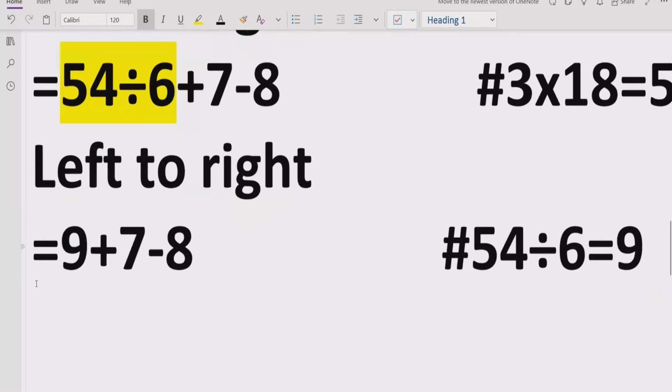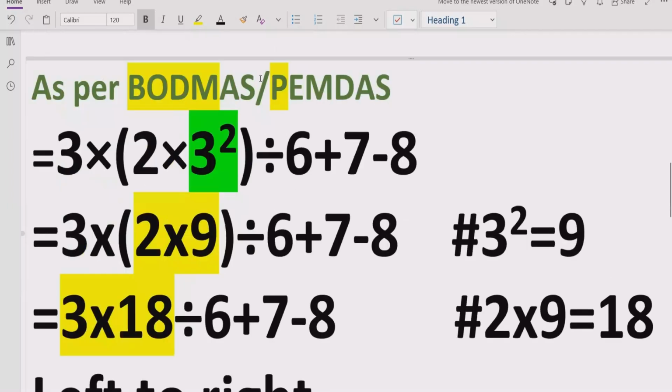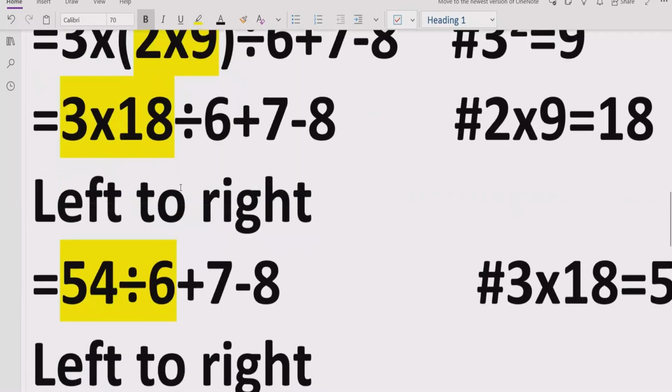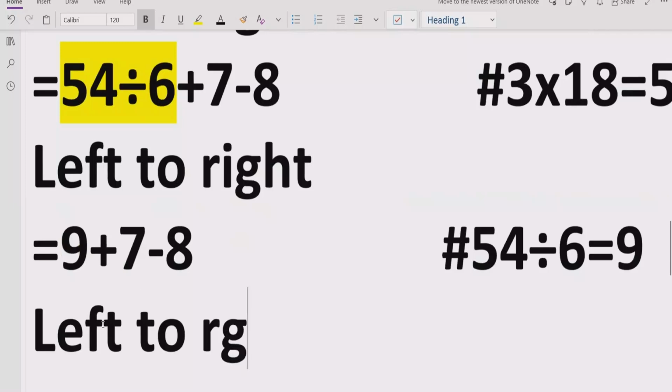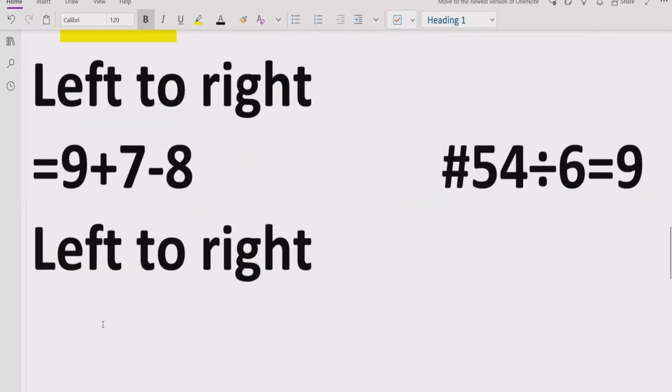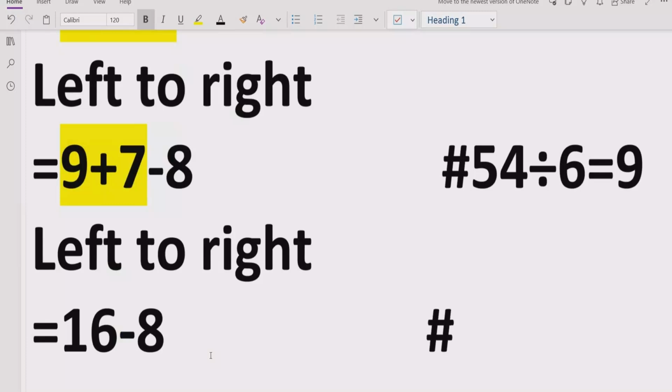Now move forward. We have solved the division and multiplication. Now we have to see the addition and subtraction. So now we have to go again left to right and find out which is coming first. So now we have 9 plus 7. So this becomes 16 minus 8. And here we give the reference: 9 plus 7 equals 16.